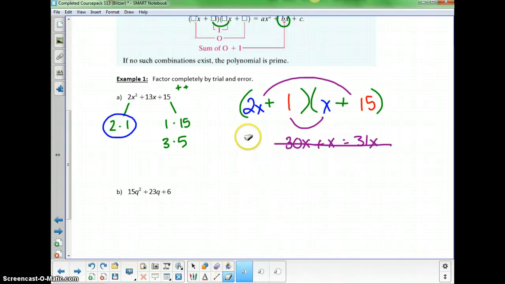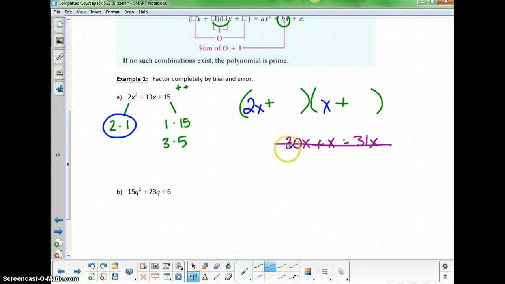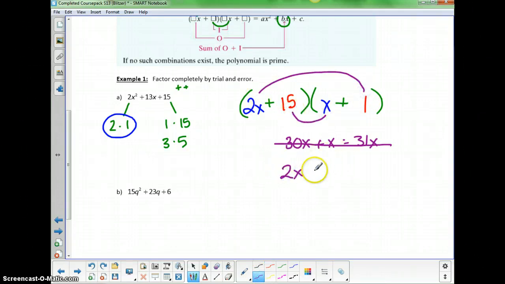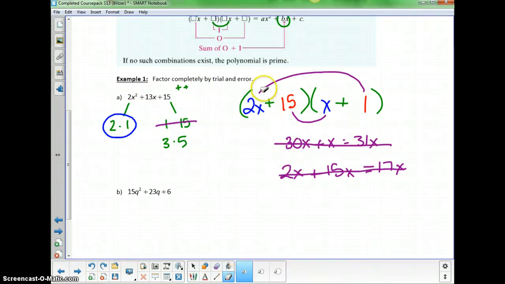Alright. So we tried 1 and 15, it doesn't work, so let's try 15 and 1. Okay, so I'm going to erase these, but I'm going to leave that there, so that's my evidence that one didn't work. So we're going to try 15 and 1. 2x times 1 is 2x, plus 15 times x is 15x. That adds to 17x. That doesn't work either. We're trying to get 13. Okay, so now I know that this pair, 1 and 15, just doesn't work.